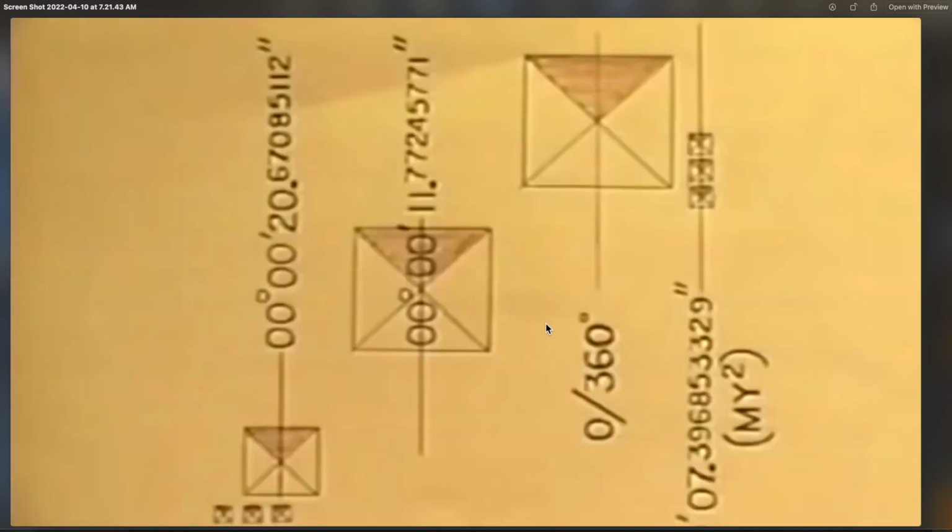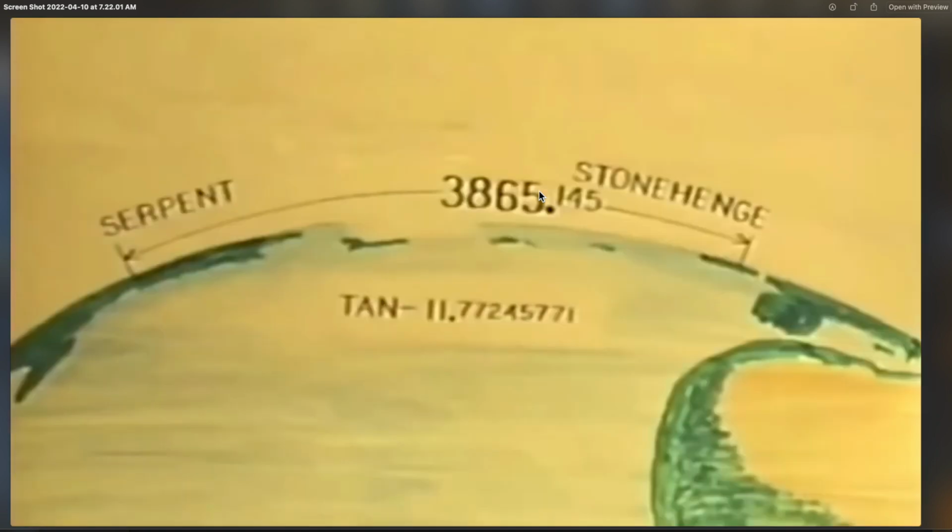Okay, this is the last one, I think. The Great Pyramid of Giza, the 0 point, the prime meridian of this ancient system. Not Greenwich, England up here. Giza. And so the pyramid to the left of it is exactly 11.77 degrees west of it, of course, which is the tangent of the distance between Stonehenge and the Serpent Mound.